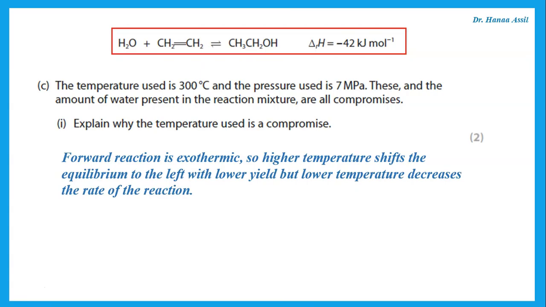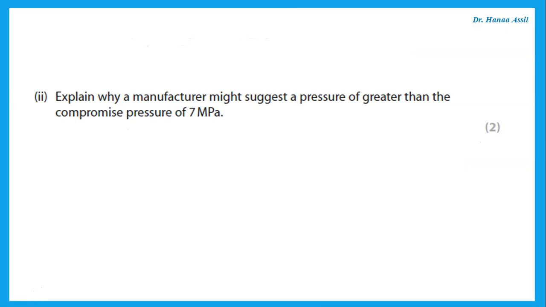But then I cannot go too low. So in order to go forward, I need to lower the temperature, but I cannot go too low because lower temperature would decrease the rate of the reaction. So usually if the forward is exo, I don't want it to be too high so that it doesn't go back to the endothermic side. And at the same time, I don't want it too low because that would affect the rate of the reaction.